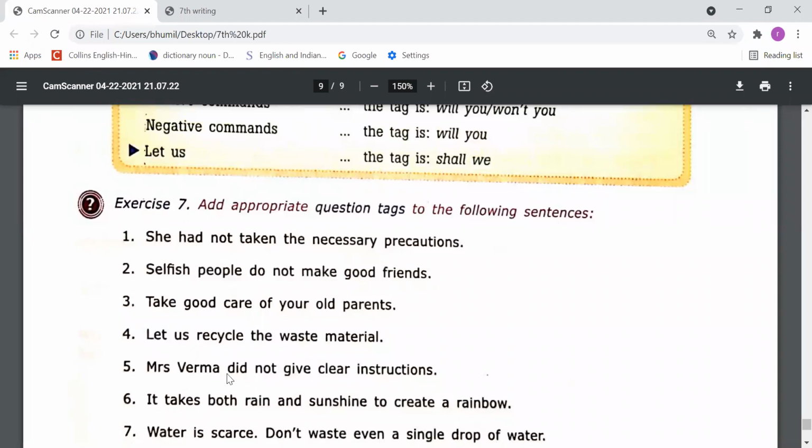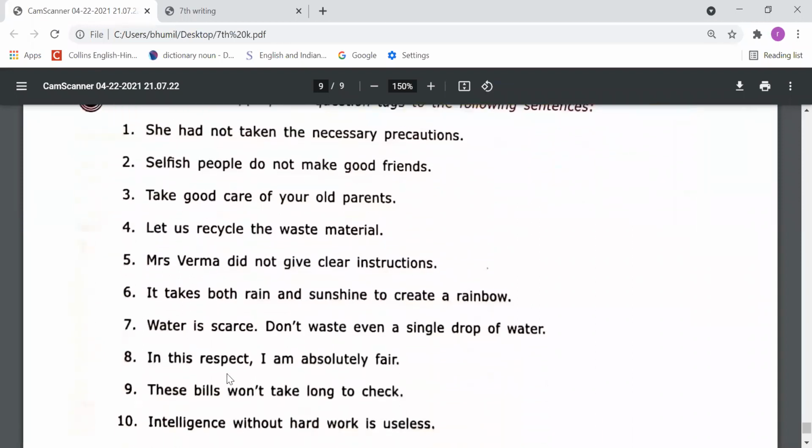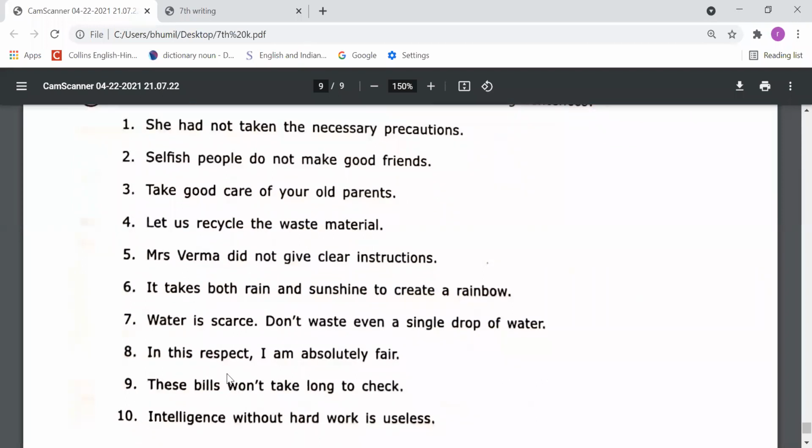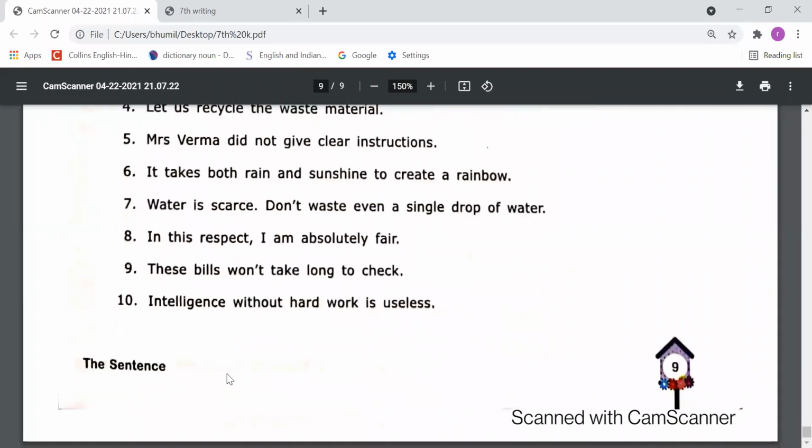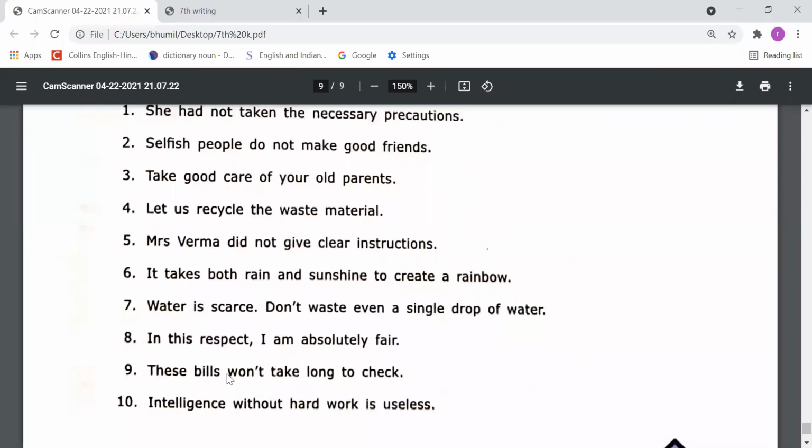So dear student, according to this understanding, please do this exercise. Some, four sentences, I have told you. The rest of the sentences you have to do by yourself, okay? So now if you want to ask any question, you can ask. Otherwise, I am going to end the class.